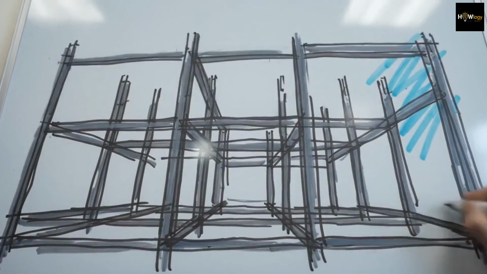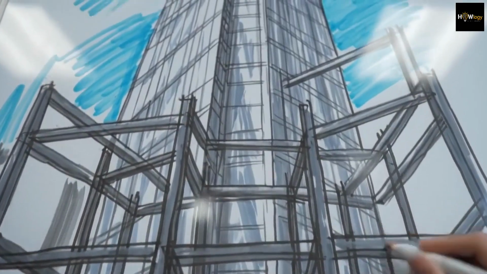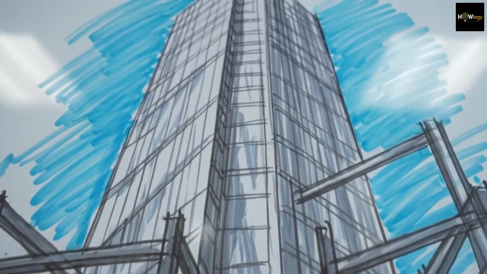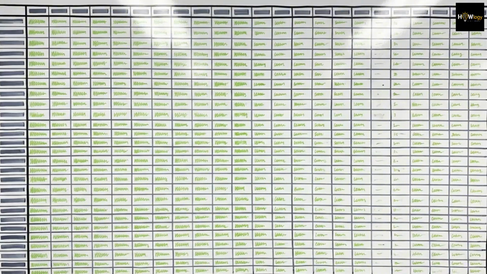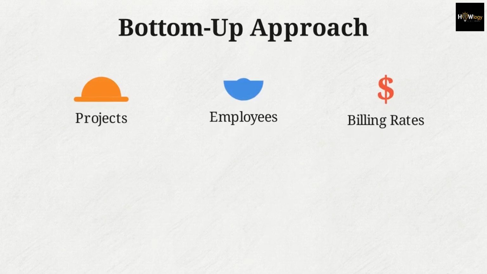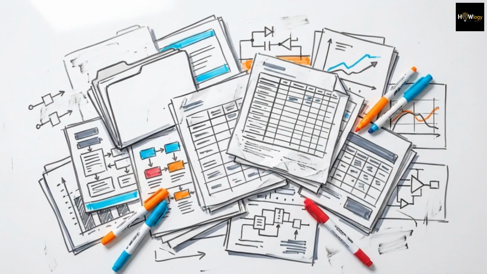Managing the construction of a massive commercial building takes immense coordination. For a firm like BCG Company, tracking the hundreds of contractors, thousands of hours, and millions of dollars usually starts in the most common tool available, a single, giant spreadsheet. In database design, this bottom-up approach of dumping every piece of data, projects, employees, and billing rates, into one massive file is called the unnormalized form, or a universal relation.